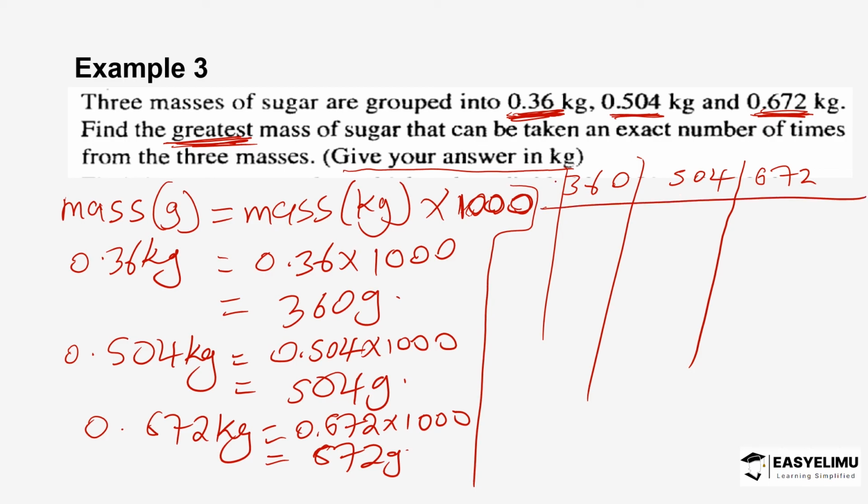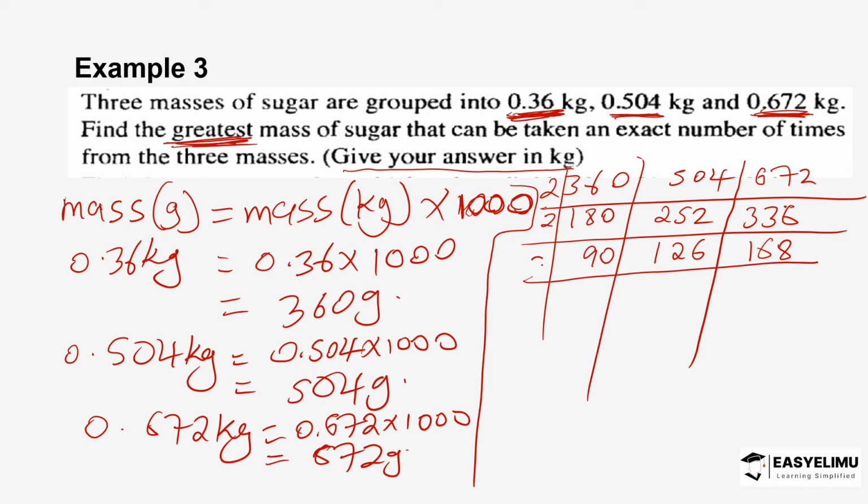So I will start with 2 because they are all divisible by 2. So 180, 252, and 2 divides 672, 336. Again, all these are divisible by 2. So 90, 126, 168. Again, all these are still divisible by 2. So this is 45, this is 63, and this is 84. Now, not all are now divisible by 2. So this 63 is not divisible by 2 because the last digit is neither 0 nor even. 45 is not divisible by 2.